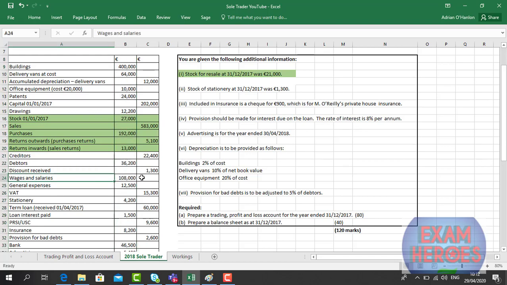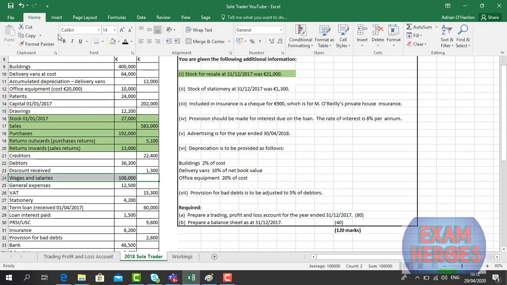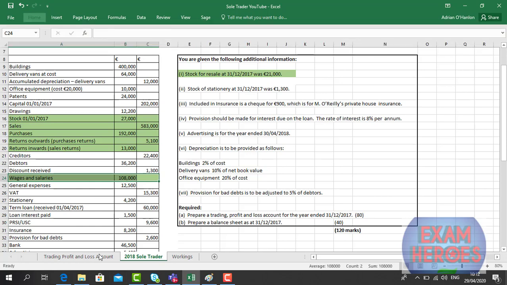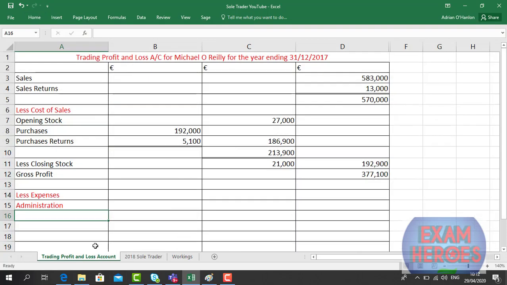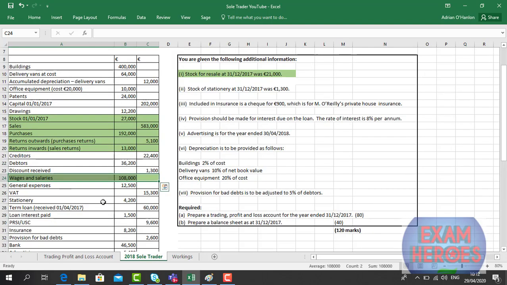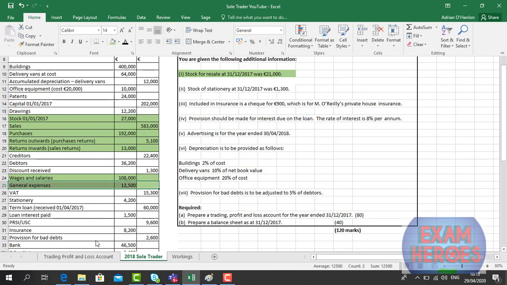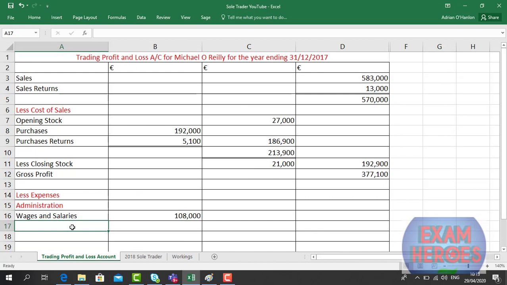So the first one I look at here is my wages and salaries. Okay, now there's no adjustment for wages and salaries here, so I can just put it in as it is. So wages and salaries is 108,000 euros. Okay, so next then we have our general expenses. Again, there is no adjustment for your general expenses either. So we just highlight that then as well. We've put it in. General expenses, 12,500 euros.